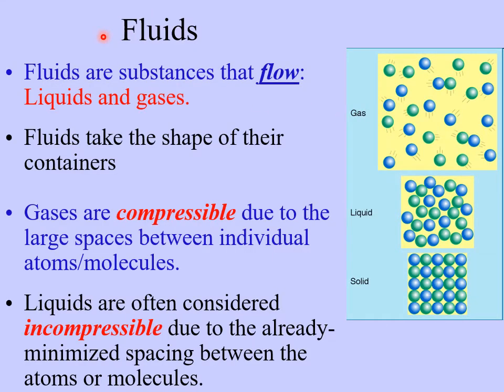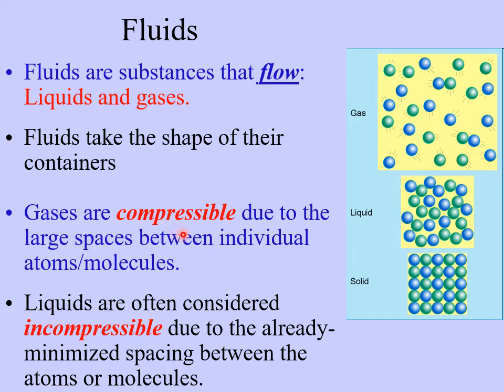So let's talk about fluids now. Fluids are substances that flow. And the substances that flow, the 2 phases of substance, are liquids and gases. So fluids take the shape of their containers. That's another way to think about a fluid. If you put a fluid, whether it's a liquid or a gas, inside of a container, the fluid will assume the shape of the container, whereas a solid will just remain in whatever shape it started with.